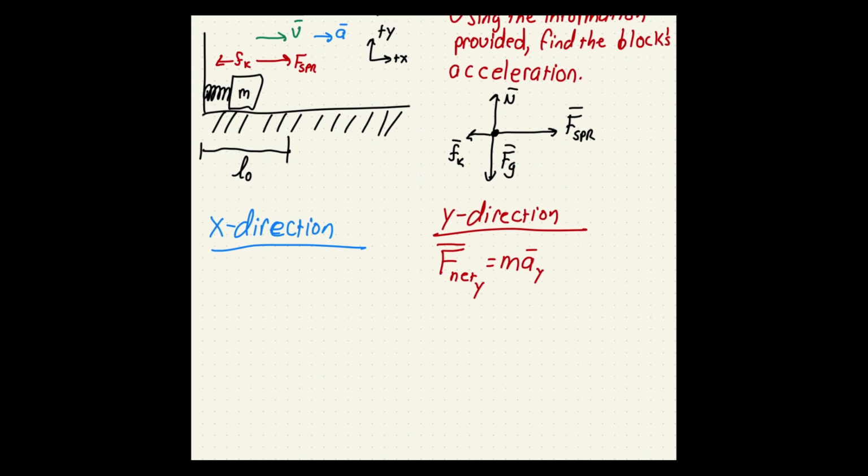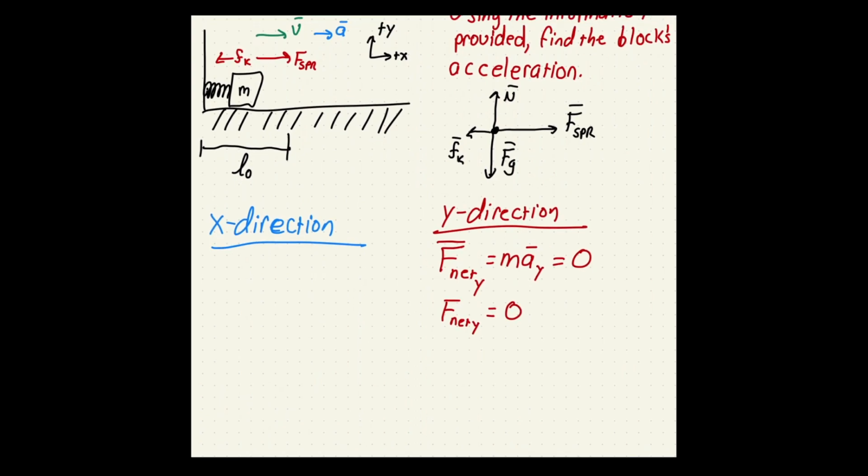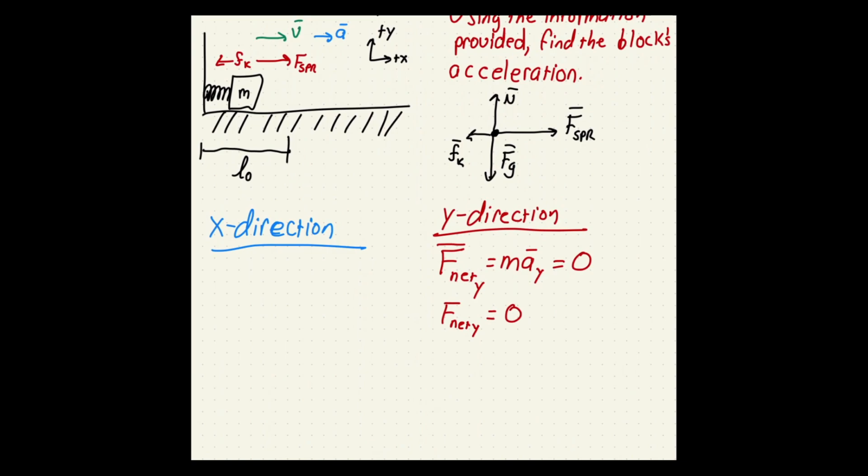We know that this is going to be equal to 0 because it's on a horizontal surface and we don't expect it to accelerate up or down. And so what we'll have is our net force in the y direction, F net y, is equal to 0. But our net force is the vector sum of the normal force plus the force of gravity vector.